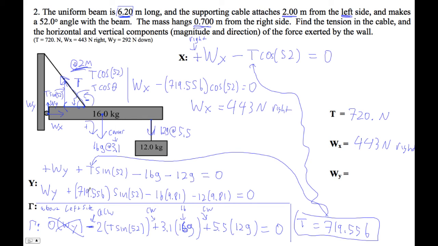So let's see, what do I do? I guess what I'm going to do is I'm going to multiply these guys out and put them on the right side. So 16 times 9.81 plus 12 times 9.81. 274, okay. And then, let's see, I guess I subtract this term, so minus 719.556 times sine of 52. And I get negative 292.